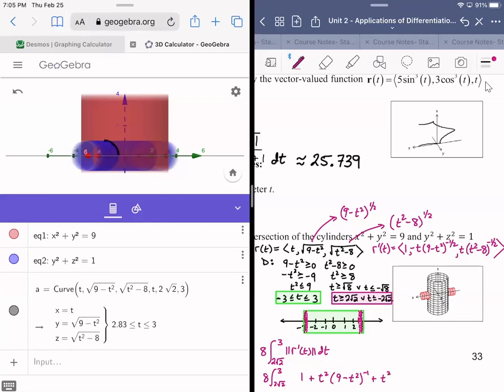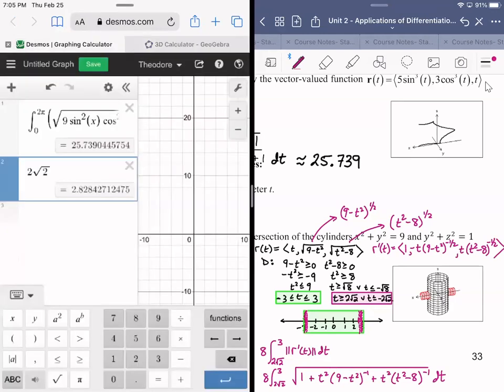Then we'd have, well, it's the same idea. So t squared minus 8 to the negative first power, all under the radical. Finally, I got my radical to work, dt. Now it's up to you at this point. You could try to clean it up manually, but my recommendation would be pop it into Desmos.